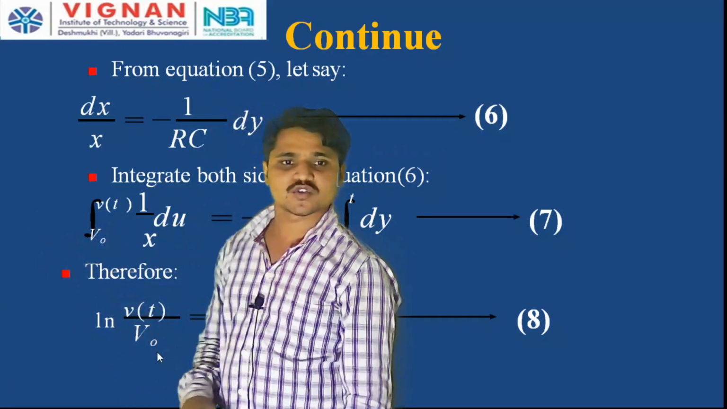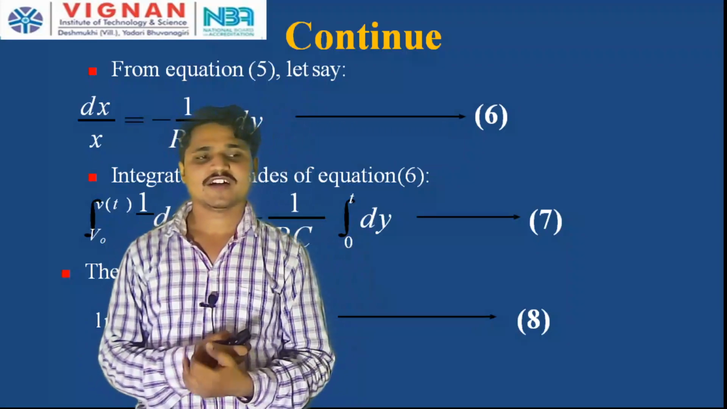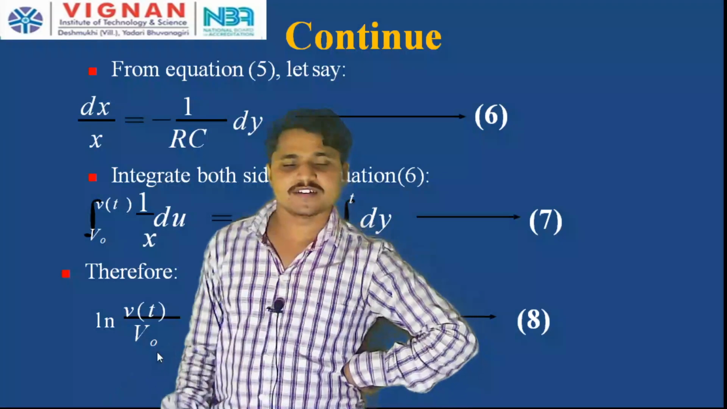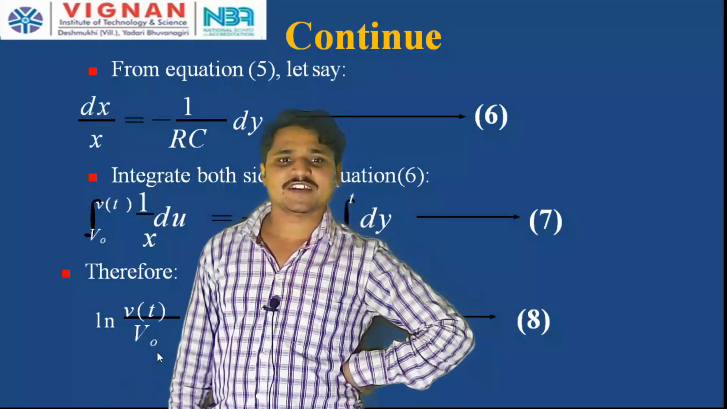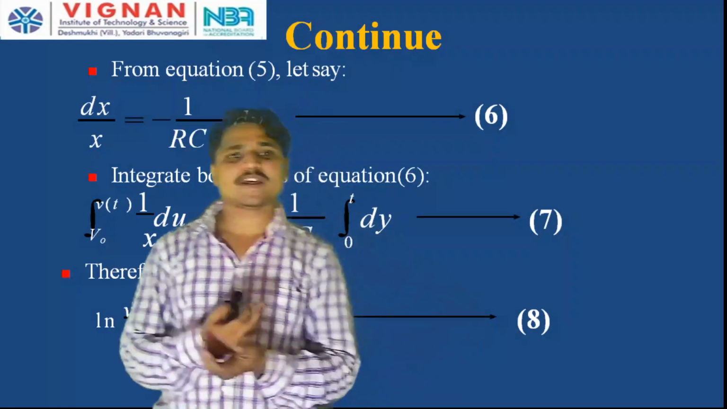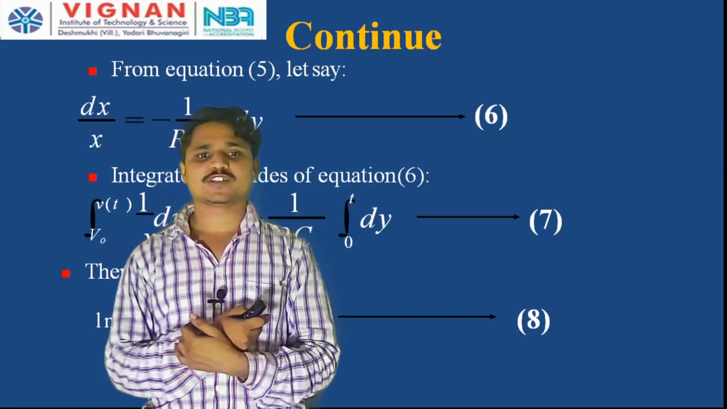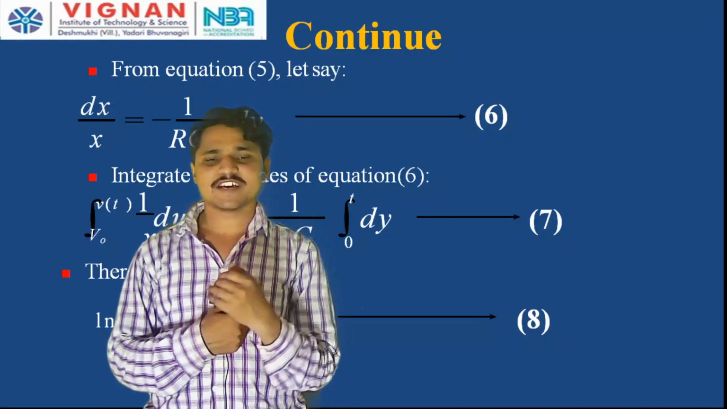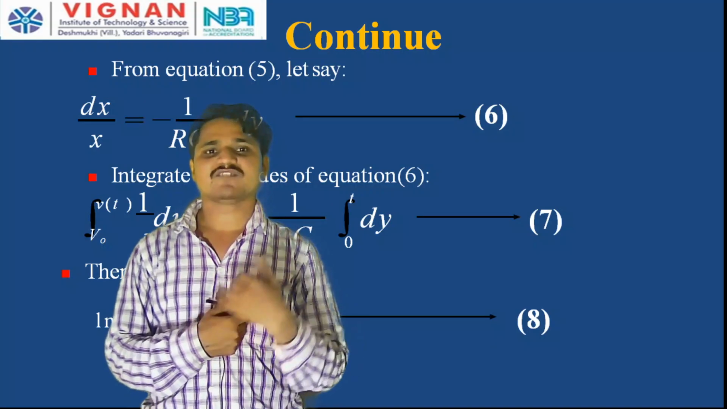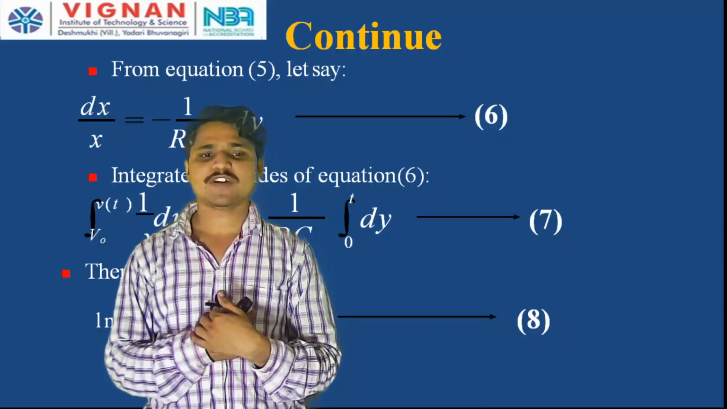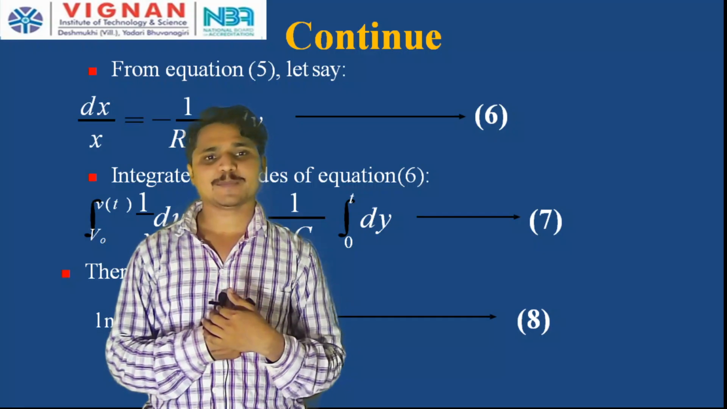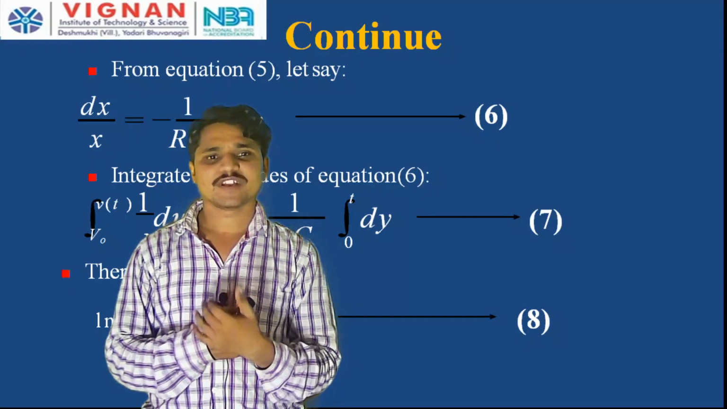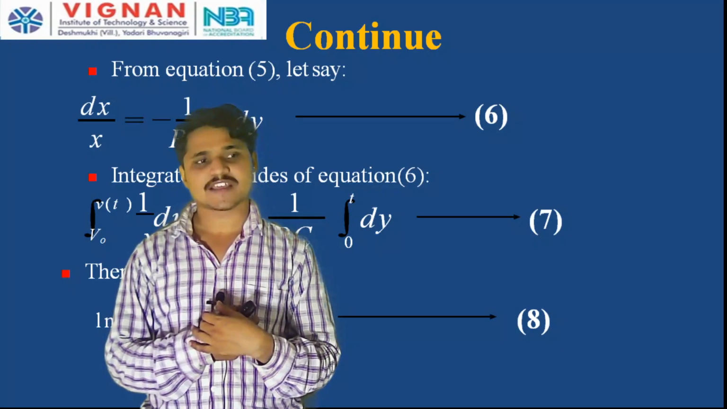Therefore, what will you get? The integral of 1 by x dx is log x. So, ln V(t), and you have to apply the limits. What is the upper limit, what is the lower limit? The lower limit is V0, that is the initial voltage, what was there before the switching action, and the final voltage is V(t), initial value, final value. Therefore, you apply the upper limit first and the lower limit next. So, log V(t) minus log V0. So, log A minus log B is log A by B.